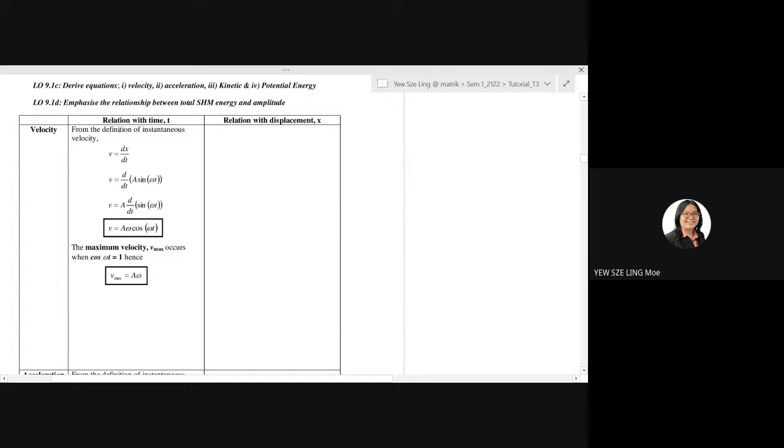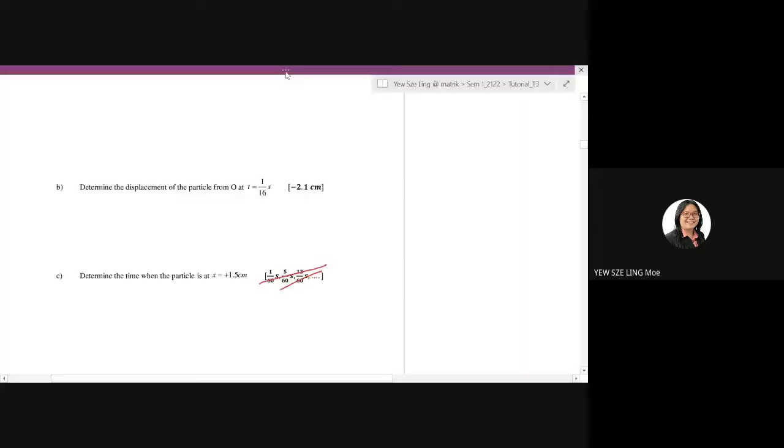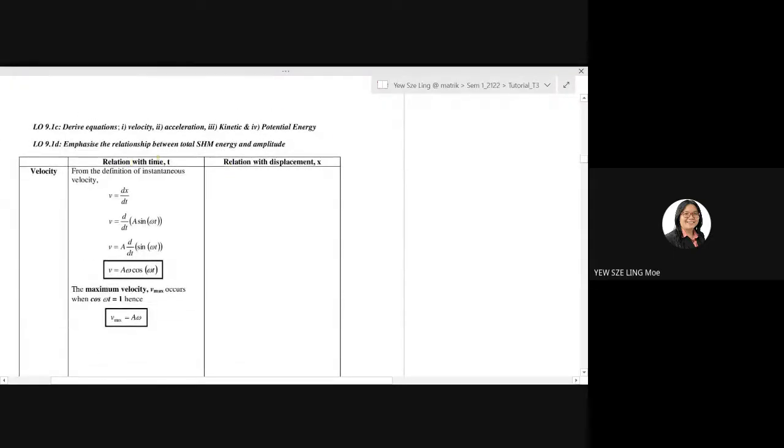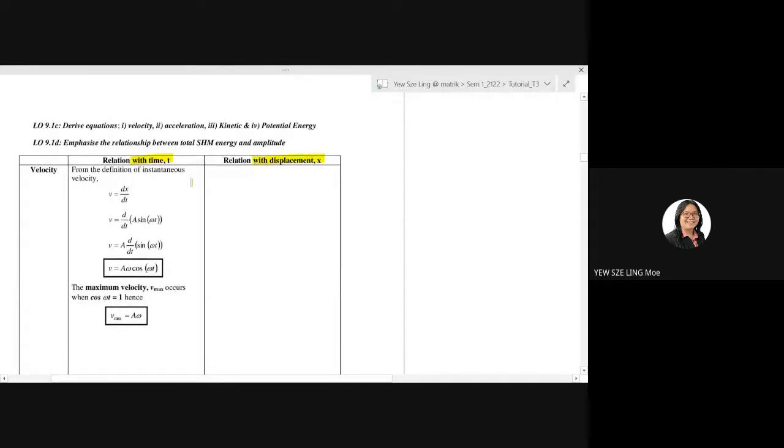If you look at velocity, there are 2 columns here. One is the relationship with time, so the equations with time. Another one is the equations with displacement, the relation with displacement. So we have 2 types of relations here.